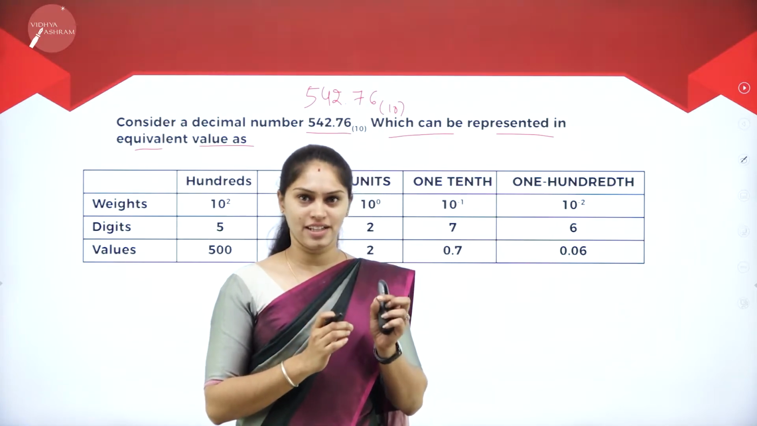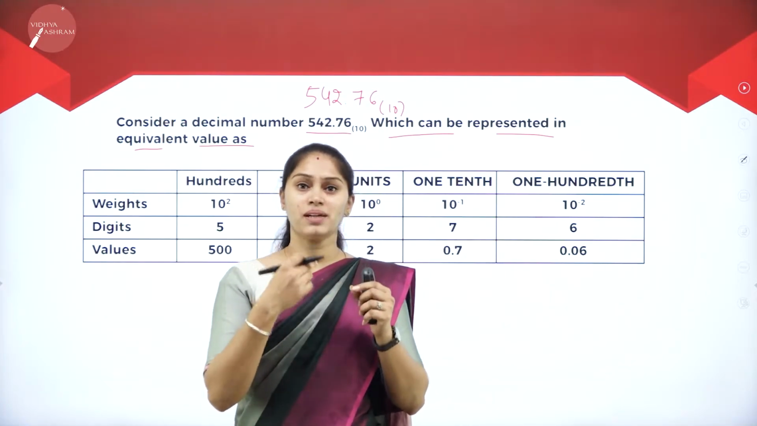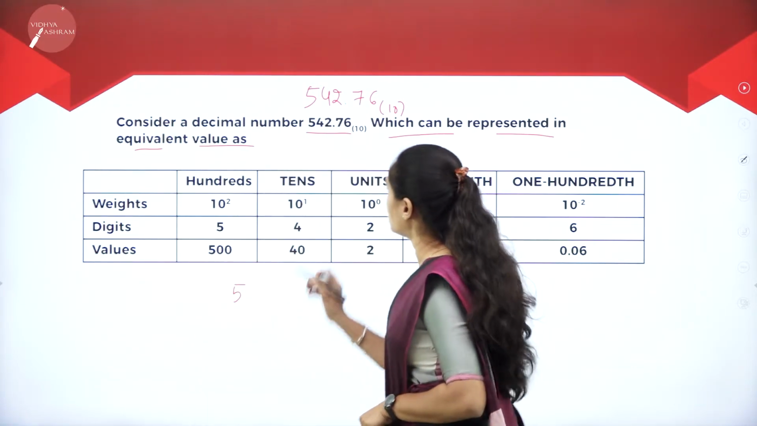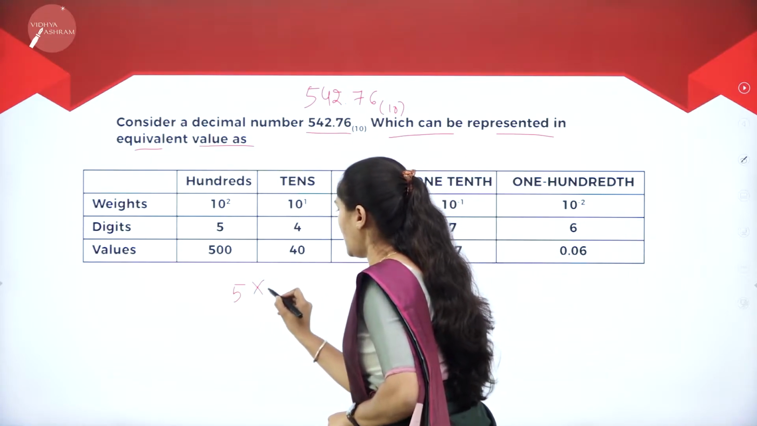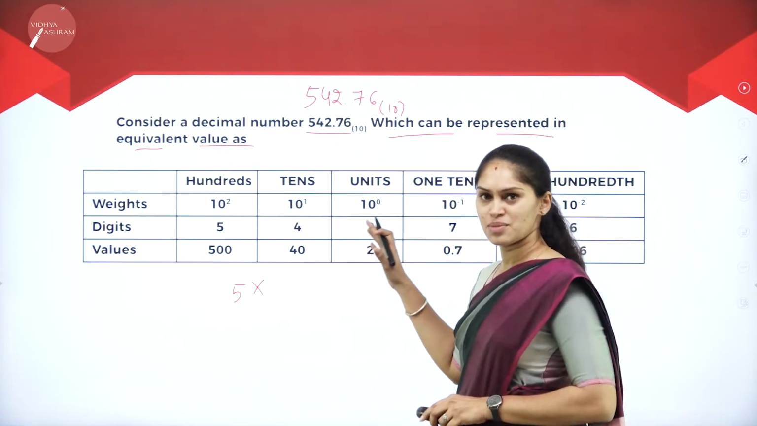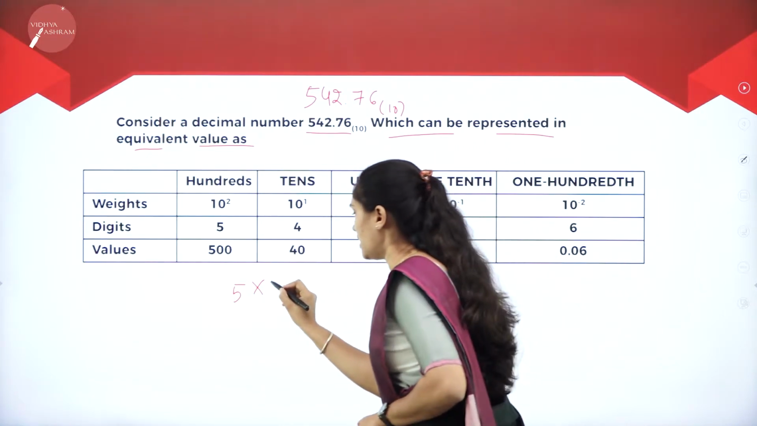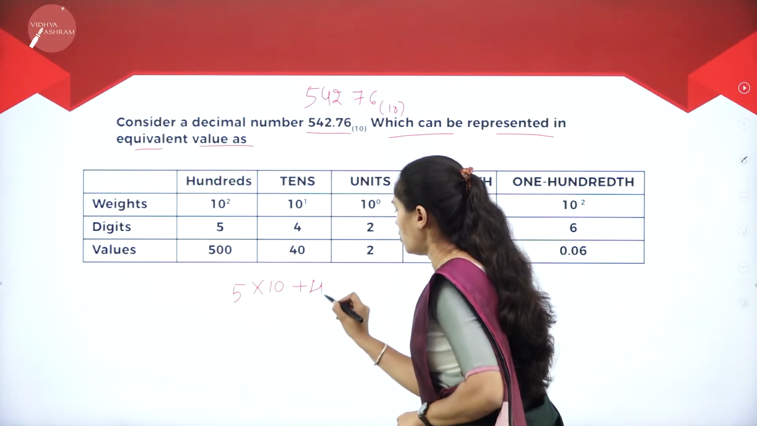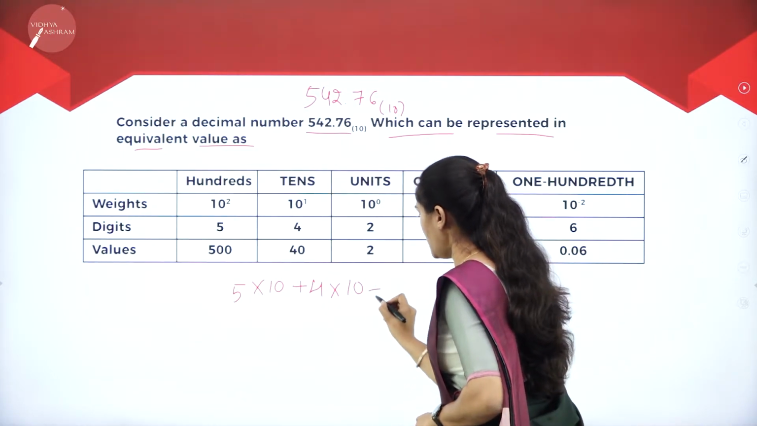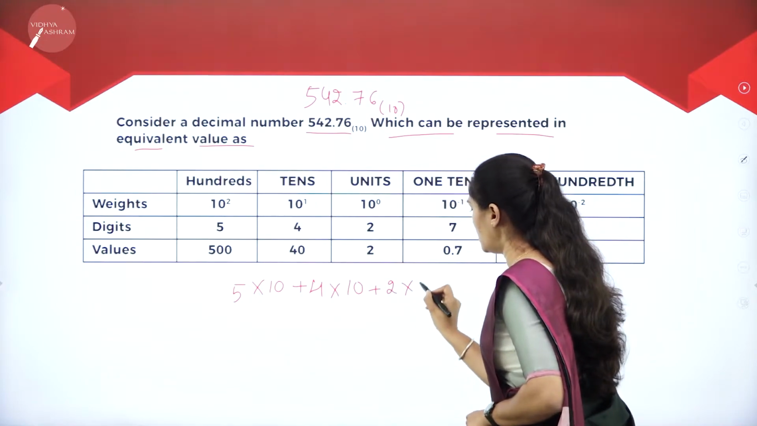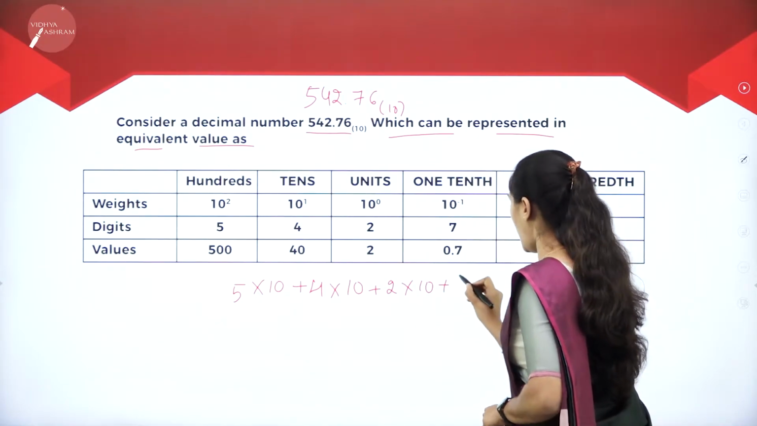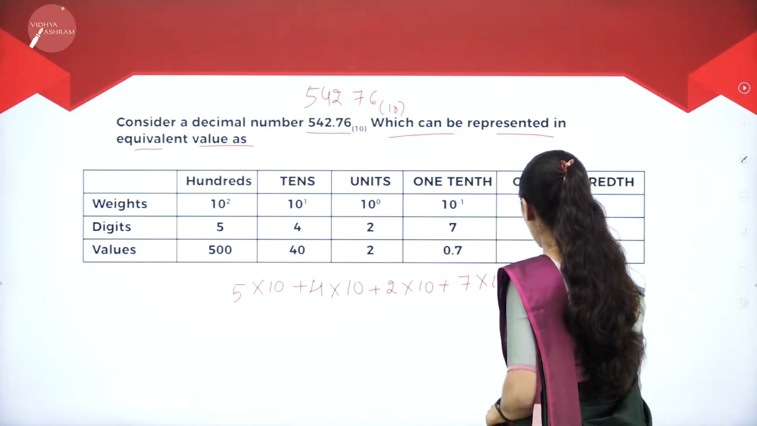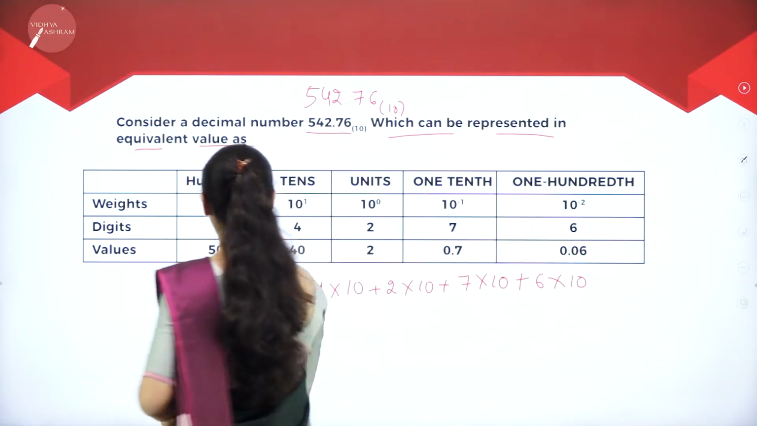First we are going to take the digits, which should be multiplied by the particular base of the number system, raised to the power. Okay, so 542. That is 5 into what is the total number of digits present in the decimal number system? That is 10. Okay, so plus what is the next number? 4 into 10, plus 2 into 10, plus 7 into 10, plus 6 into 10. Okay.